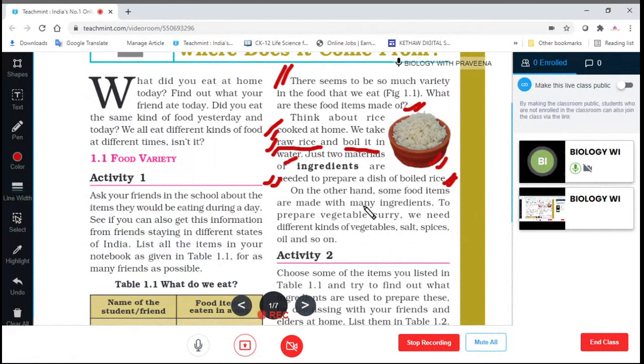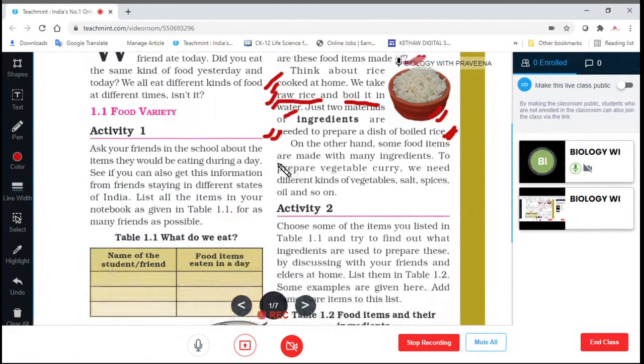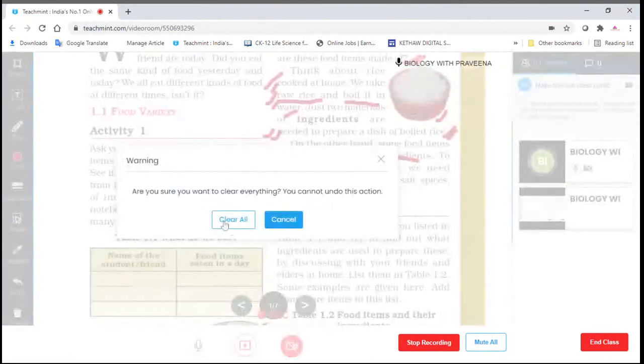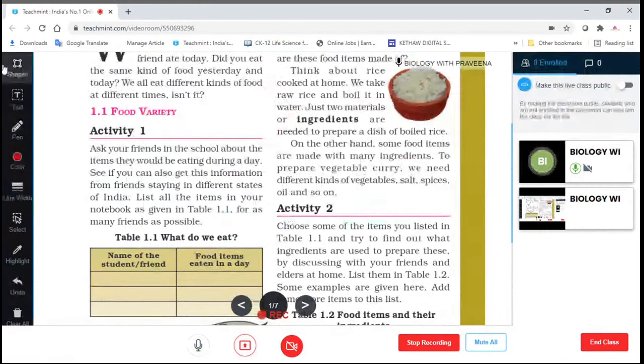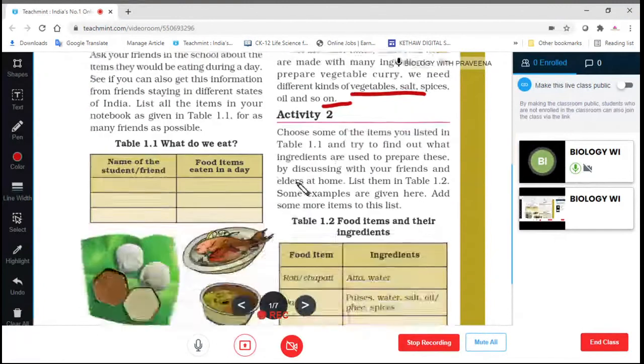On the other hand, some food items are made with many ingredients. To prepare a vegetable curry we need different kinds of vegetables, salt, spices, oil and so on. So we will be seeing Activity 2.